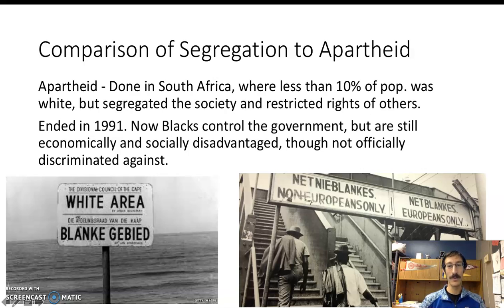apartheid was done in South Africa, where less than 10% was in control, but they segregated the society and restricted the rights of others. Okay, that ended in 1991 with now blacks being in control, but still economically and socially disadvantaged. So though not officially discriminated against, there's an economic and social issue that still rises in the long term, just like within the Hindu caste system, things like that, and also the long-term issues of segregation here in the U.S.